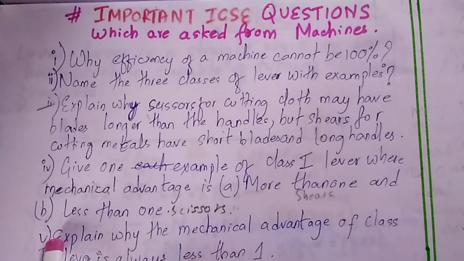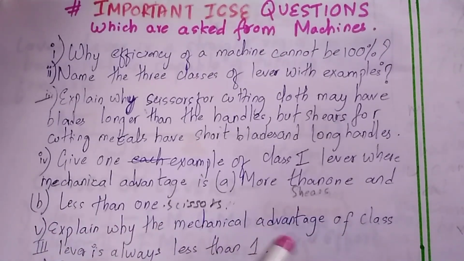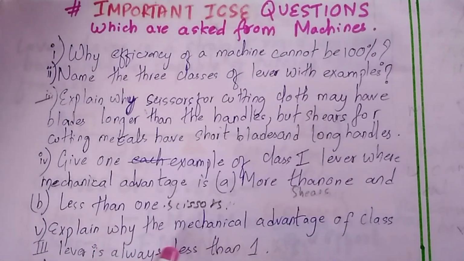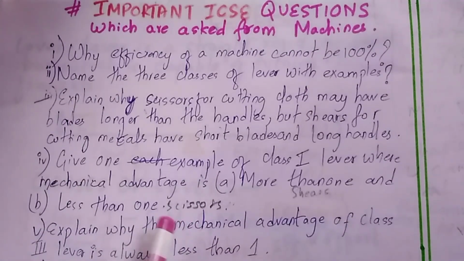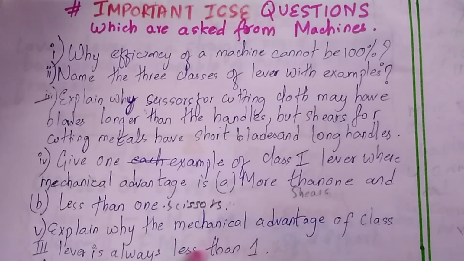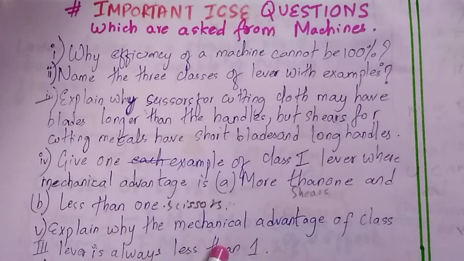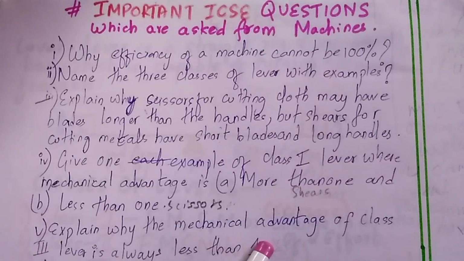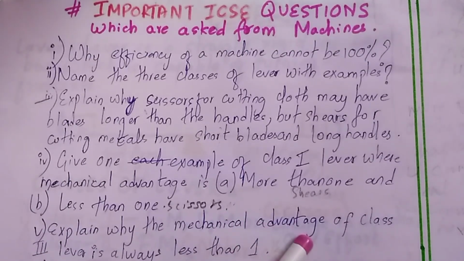Number 5. Explain why the mechanical advantage of class 3 lever is always less than 1. So friends, the mechanical advantage of class 3 lever is always less than 1 because class 3 levers are always speed multiplier and hence effort arm is shorter than the load arm and mechanical advantage is less than 1. So they act as speed multiplier and hence the mechanical advantage is always less than 1.